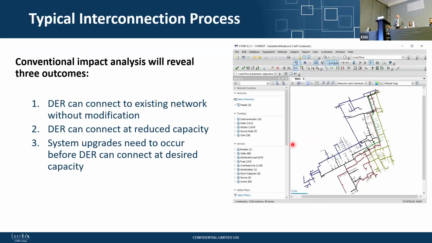So, the typical interconnection process. You can think of this as there being typically three outcomes from an interconnection process, like for a DER interconnection. One, you can connect to the existing network, no modification needed, there are no concerns. Two, the DER can connect, but you're not going to be able to connect at the full capacity that you want. Or three, if you want to connect at that full capacity, it will trigger a system upgrade before you can actually connect at that listed capacity.